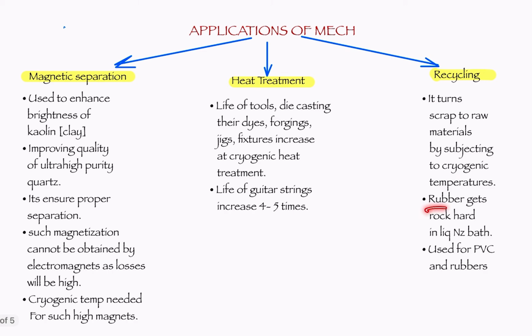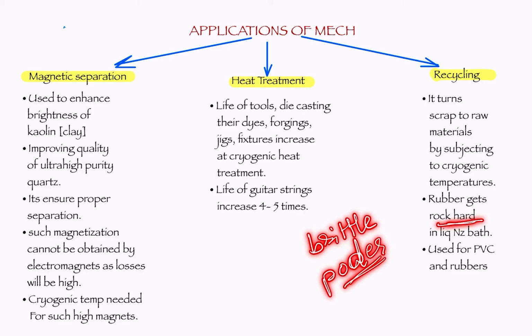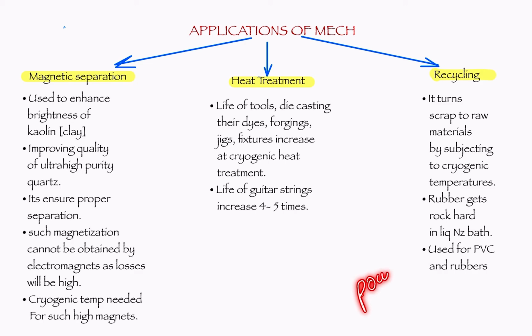How? We know rubber. Rubber is very flexible. But when subjected to cryogenic temperatures, rubber gets rock hard. That is, if we dip it in an N2 bath, that is a liquid nitrogen bath, rubber gets rock hard and brittle. We can powder that rubber. It becomes so brittle. Okay, so it becomes rock hard, and in powdered form it can be easily recycled.